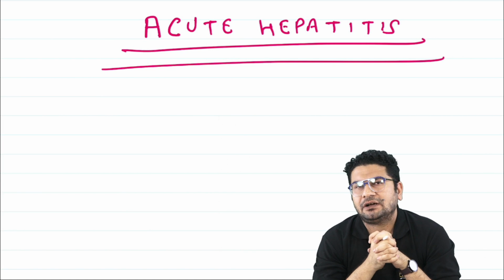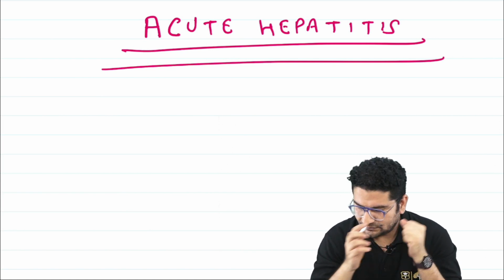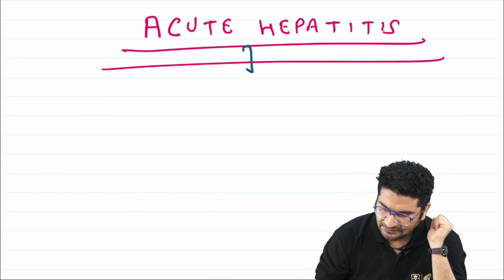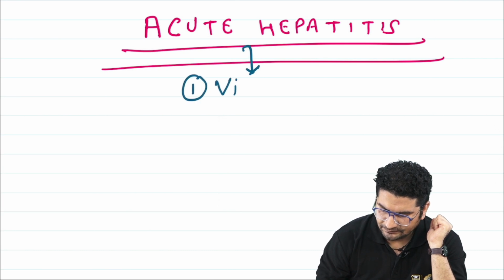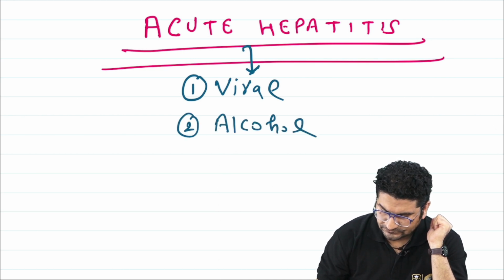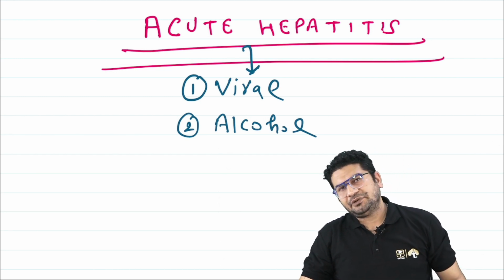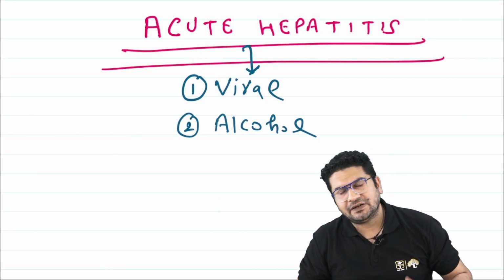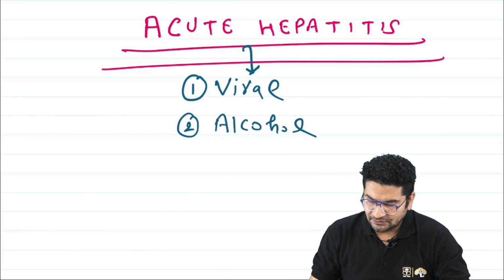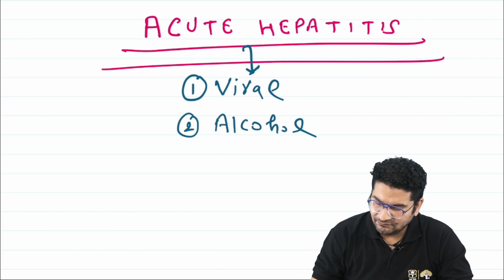Okay guys, so now I'll teach you acute hepatitis. Just remember there are two common causes of acute hepatitis. One is viral and second is alcohol. So it can be viral hepatitis, it can be due to alcohol. Alcohol hepatitis we have discussed in a separate video. So here I'll be dealing with viral hepatitis.